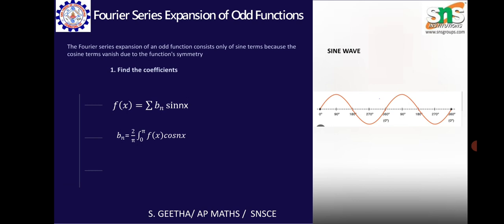Fourier series expansion of an odd function. The Fourier series expansion of an odd function consists only of sine terms, because the cosine term vanishes due to the function symmetry. Find the coefficients. The coefficient bn will be evaluated by the formula 2 by pi integral over 0 to pi f of x sin nx dx. And its Fourier expansion is given by the formula f of x equal to summation bn sin nx.